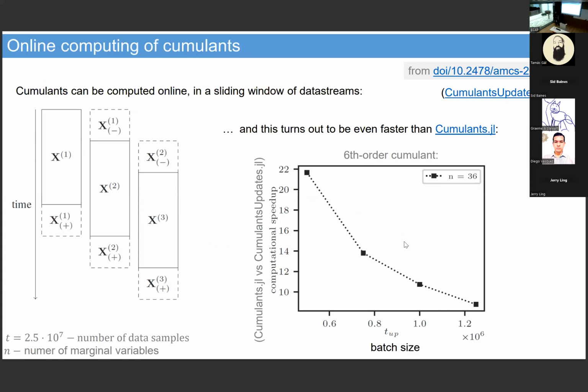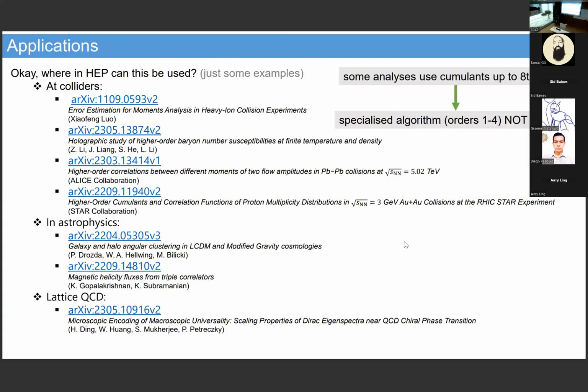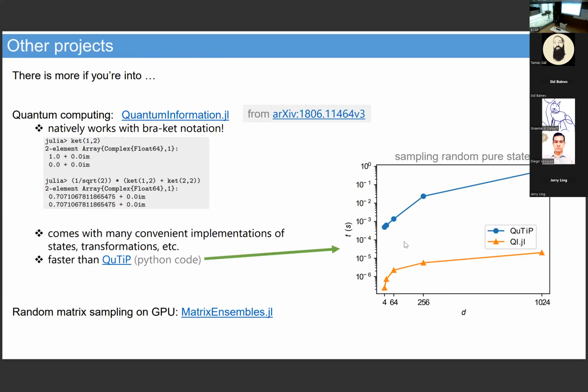So that's nice. And I checked, those analyses actually do go up to 8th order in some cases, for example, in these lattice QCD things. So if you need to compute them fast, that's the way to go.